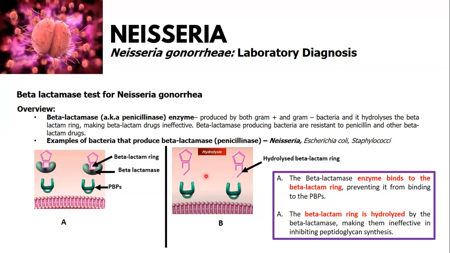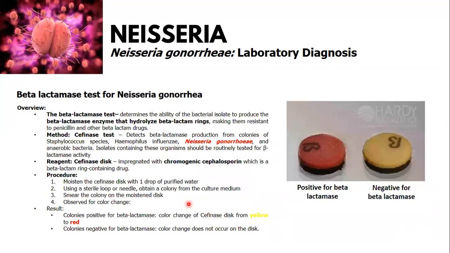And as I said earlier, those bacteria that produce beta-lactamase are said to be resistant to penicillin and other beta-lactam drugs. So take note that if this scenario happens, beta-lactam drugs such as penicillins and cephalosporins would no longer be effective in treating infections caused by beta-lactamase producing bacteria. So in the laboratory, we can screen bacterial isolates for the presence of beta-lactamase enzyme. And we do this to determine whether or not penicillins and cephalosporins, which are beta-lactam drugs, are still capable of inhibiting these types of bacteria.